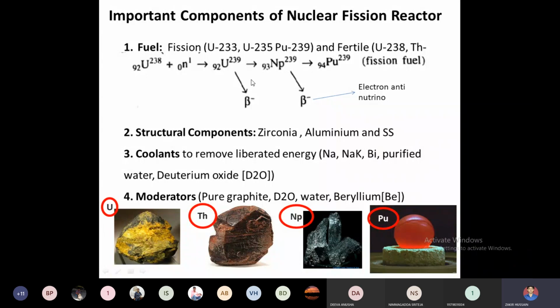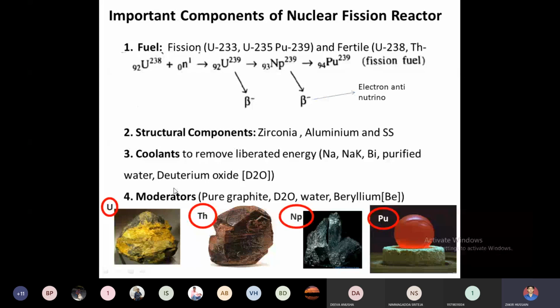In which every transformation reaction will release one electron antineutrino. The structural components for the construction of a nuclear reactor are materials with low neutron absorption capacity, like zirconium, aluminium and stainless steel. Then the coolants: nuclear energy liberates a large amount of heat, so in order to cool those reactors, we need to use sodium metal, sodium and potassium alloy metals, bismuth, and purified water or deuterium oxide, which is heavy water, as a coolant and moderator.